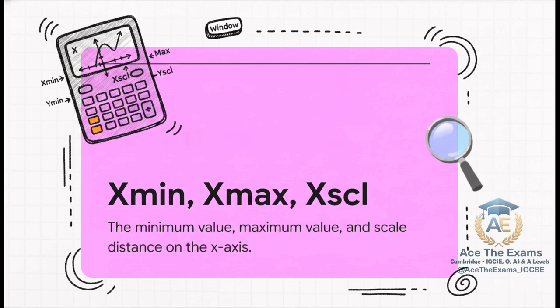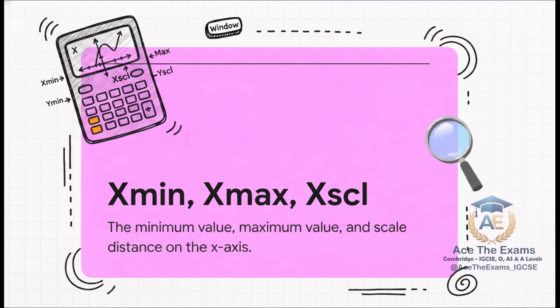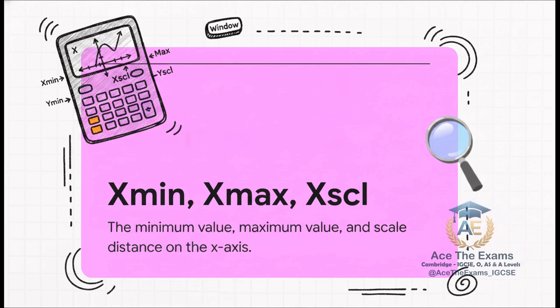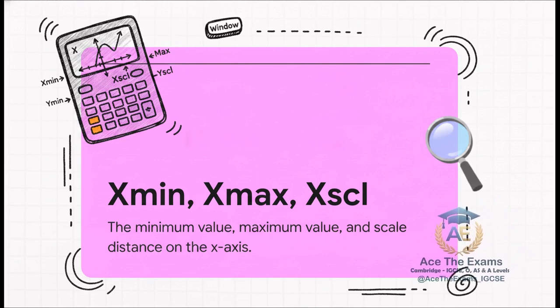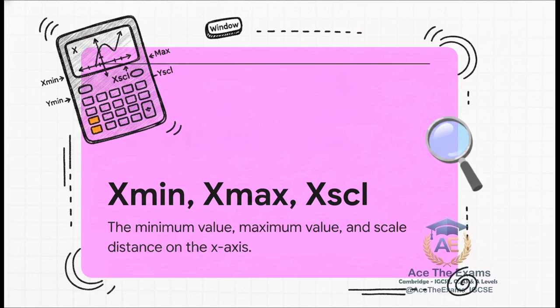To take absolute control of this window, we've got to speak the calculator's language. X-min is simply the absolute minimum value displayed on your horizontal x-axis. X-max is the maximum value, and X-scale is just the distance between those little tick marks. And you know what? The exact same logic applies to the y-axis.